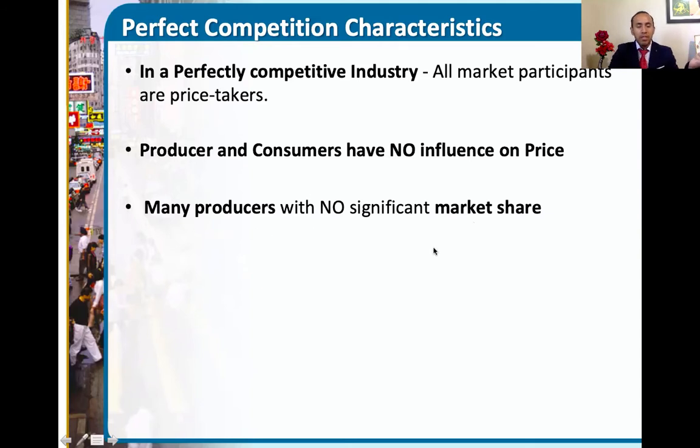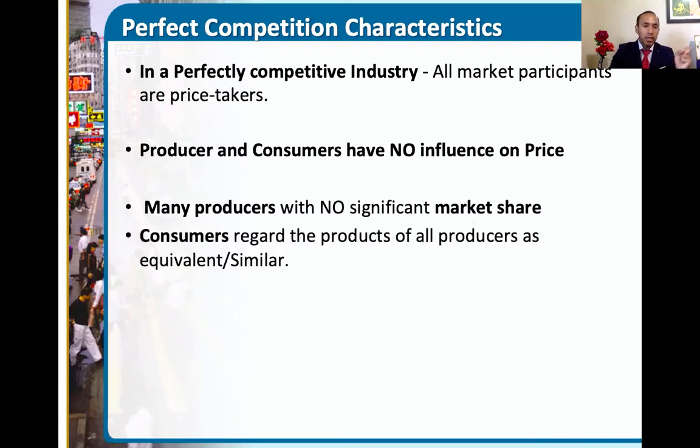Producers have no significant market share, and everyone in this case is competing with each other in order to sell their product. And we have the characteristic that the consumers regard the products as equivalent, similar, or homogeneous. The product itself is relatively standard, equivalent, similar, or in some cases, even identical when we're looking at perfect competition.